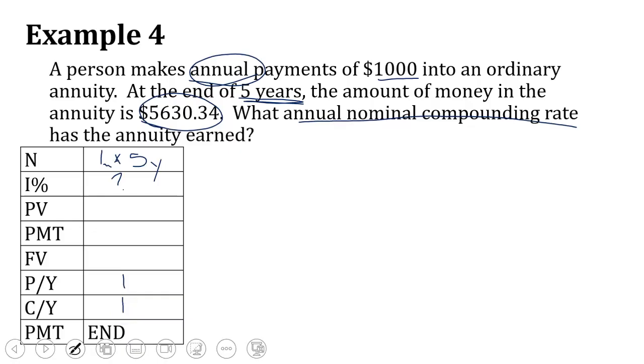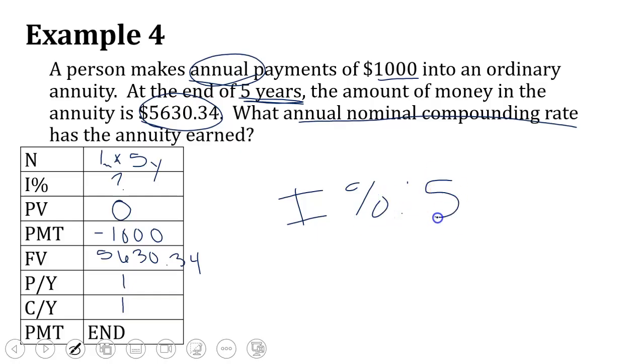My present value, I'm at $0. I know my payment is negative $1,000. That's what I'm putting in every year. And my future value is $5,630.34. So put that information in, and we will get for our interest rate 5.94%, and always round to that second decimal.